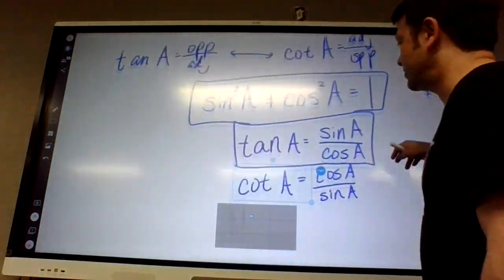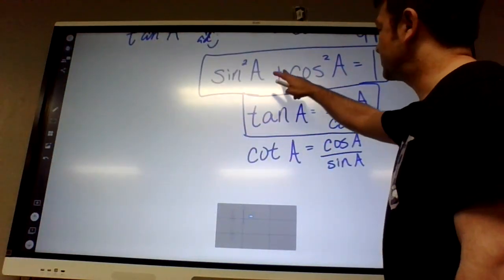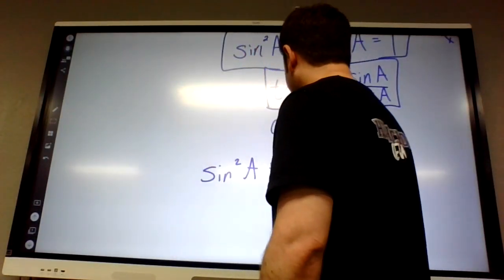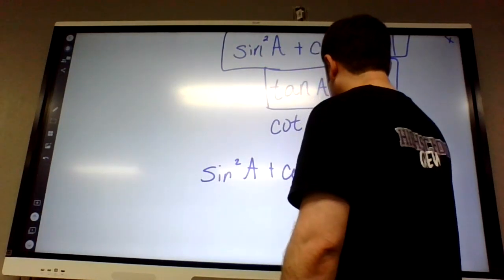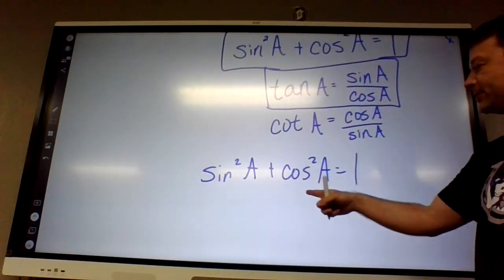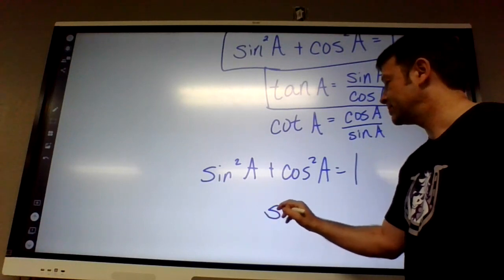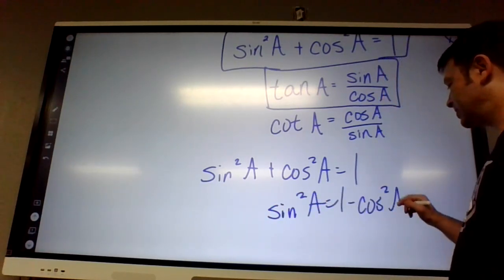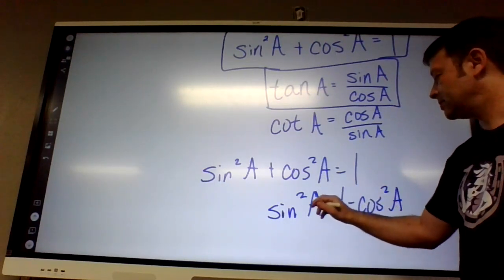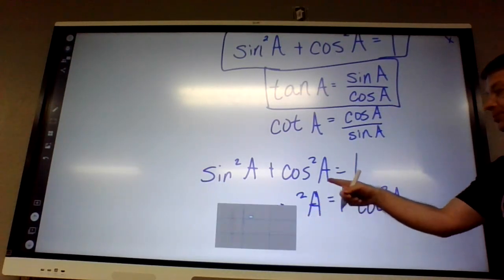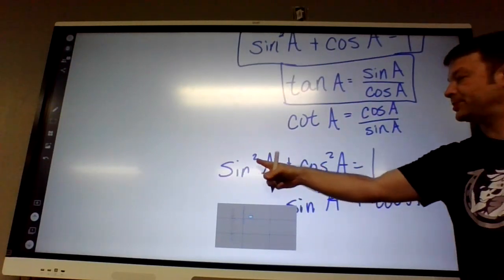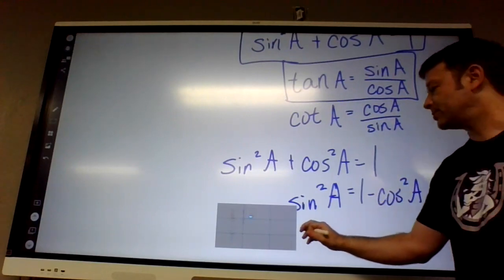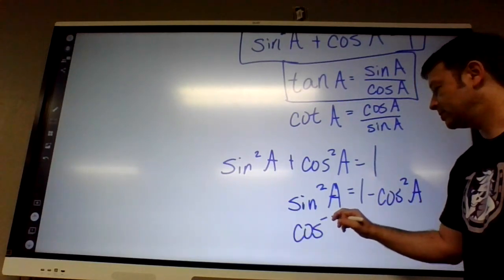One thing I need to point out, this right here could look a little bit differently. Like if you subtract cosine squared on both sides, for example, you'd get 1 minus cosine squared. So sine squared is equal to 1 minus cosine squared. Or you could subtract sine squared from both sides and you get cosine squared equals 1 minus sine squared.